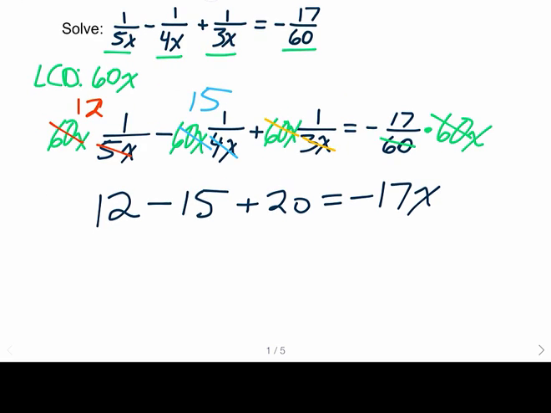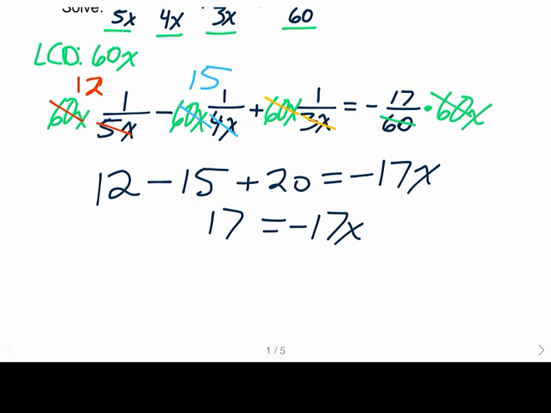We'll simplify what's on the left-hand side. Looks to me like that's going to be 17 is equal to negative 17x. And then divided by negative 17 will give us that x is equal to negative 1.